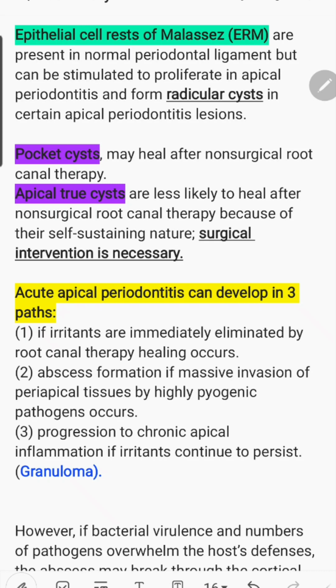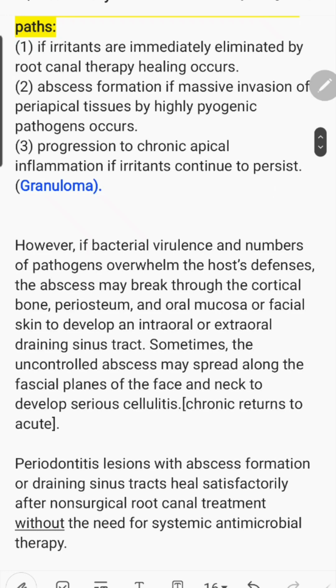Surgical intervention is necessary. Acute apical periodontitis can develop in three paths. If irritants are immediately eliminated by root canal therapy, healing occurs. Abscess formation occurs if there is massive invasion of periapical tissues by highly pyogenic pathogens. Progression to chronic apical inflammation occurs if irritants continue to persist, which is called granuloma.